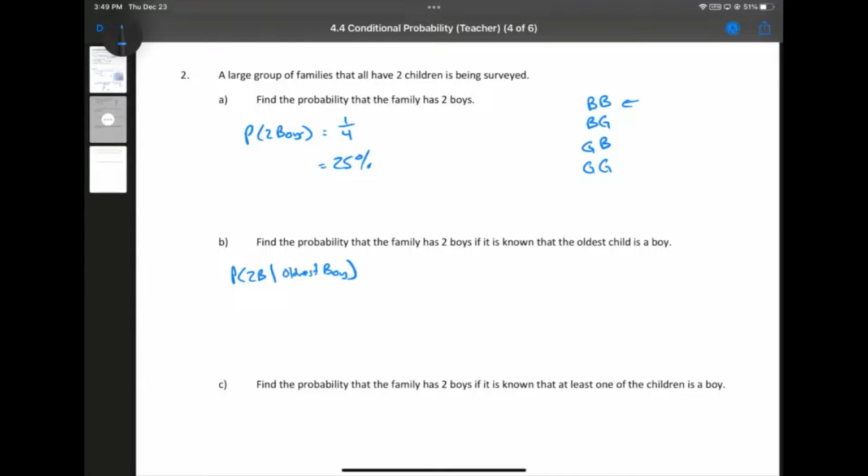We can again go to our formula, but I think you'll find that in most of these scenarios, brute force is much easier and is better and easier to understand. So what we're going to do is just list the possible outcomes we can have again. Boy, boy, boy, girl, girl, boy, girl, girl. Before it was 1 out of 4 because we had no information. Probability of having 2 boys was 1 out of 4.